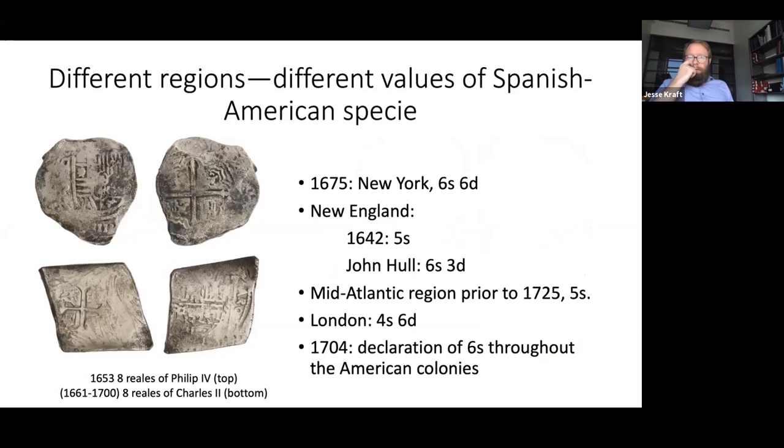Different regions had different values for Spanish American specie. In 1675 in New York, eight reales was worth 6 shillings 6 pence. In New England in 1642, it was legally defined at 5 shillings, though in the 1670s, John Hull used them and traded them at 6 shillings 3 pence. In the Mid-Atlantic prior to 1725, they circulated at 5 shillings. Though despite this, in London, they traded hands at 4 shillings 6 pence. But Queen Anne in 1704 declared that they were only allowed to circulate at 6 shillings throughout the American colonies, but this never actually fully took hold, and they continued to circulate at the different rates that the colonists felt they were actually worth.